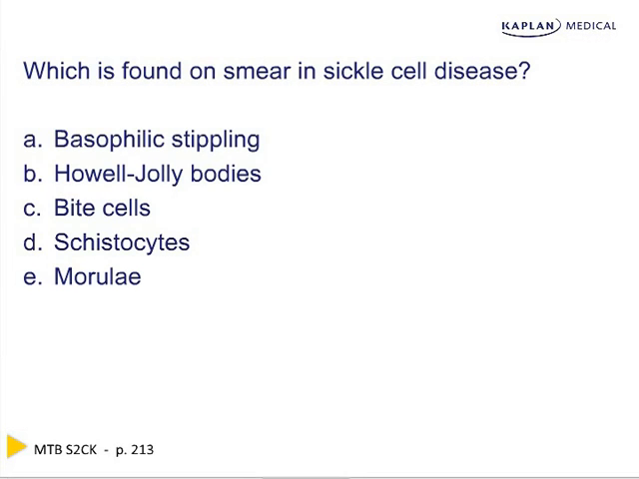Which of the following is found on a smear in a patient with sickle cell disease, the homozygote? The answer is Howell-Jolly bodies. Howell-Jolly bodies are a sign of autosplenectomized patients. If you've got no spleen, you have Howell-Jolly bodies in the red cells.